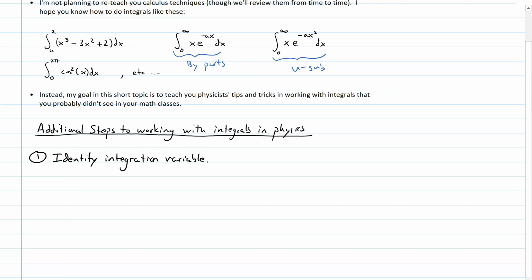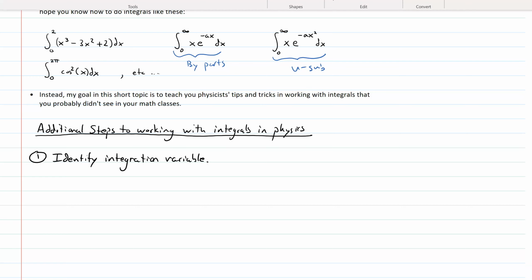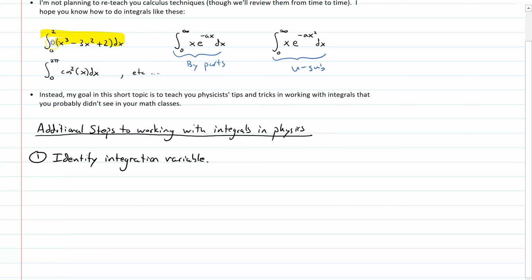In math classes, you don't have to do this because they're nice and they always give you an integral where the integration variable is x. Like this one up here, the integral always has dx at the end of it because x is the variable that you're integrating. But in physics, it's not so simple, right? There's many quantities in the real world, and we have to do integrals of many of these quantities.